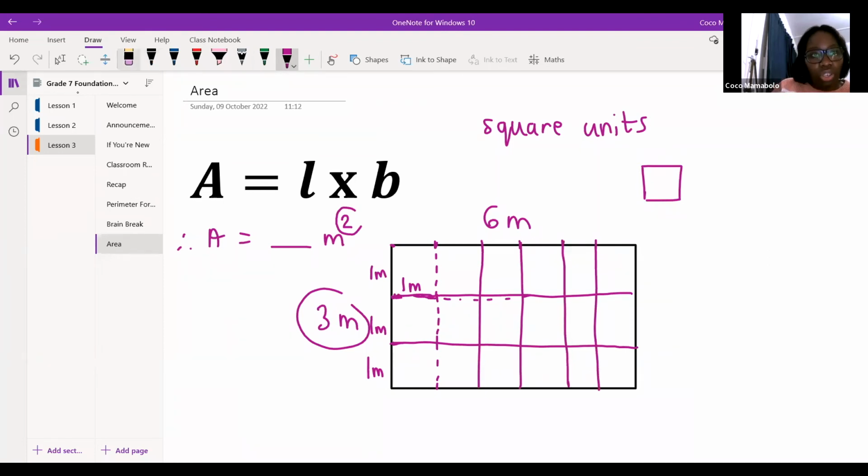Now we're going to look at this as every single one of these squares being 1 meter by 1 meter. I want you guys to count for me. How many squares do I have? Do a quick count and tell me how many squares I have, guys?